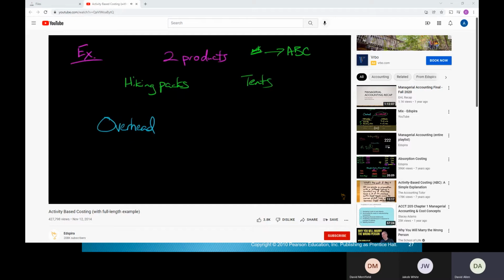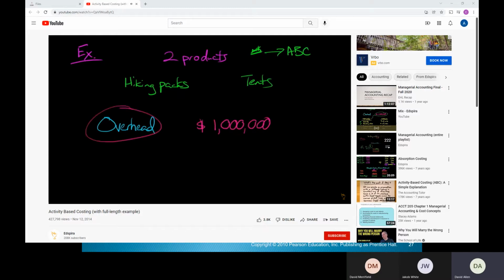Now, I'm just going to lump it all here to make it easier for you to understand how to do activity-based costing. So let's say that we took a look and said, well, in terms of our overhead, we've got $1 million. That's what we're looking at. This is manufacturing overhead, some of the SG&A costs.